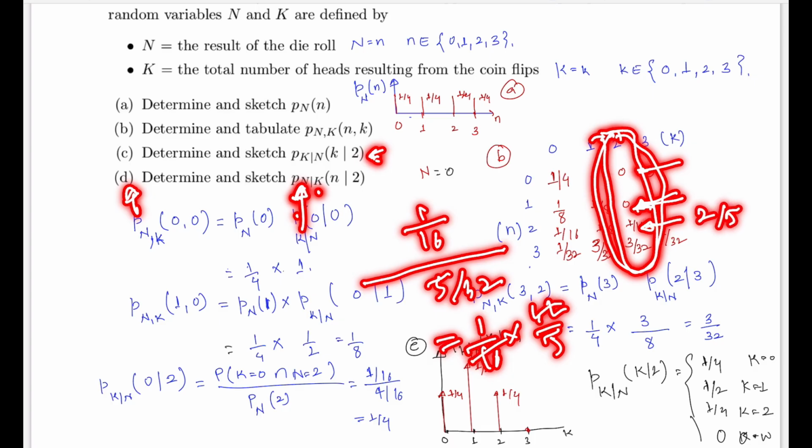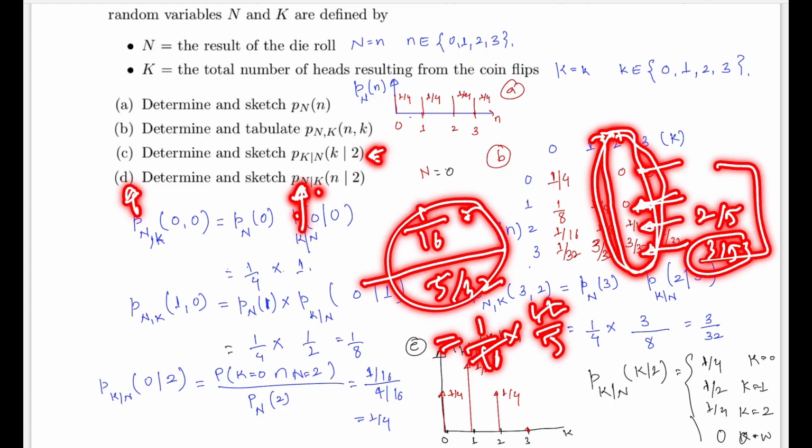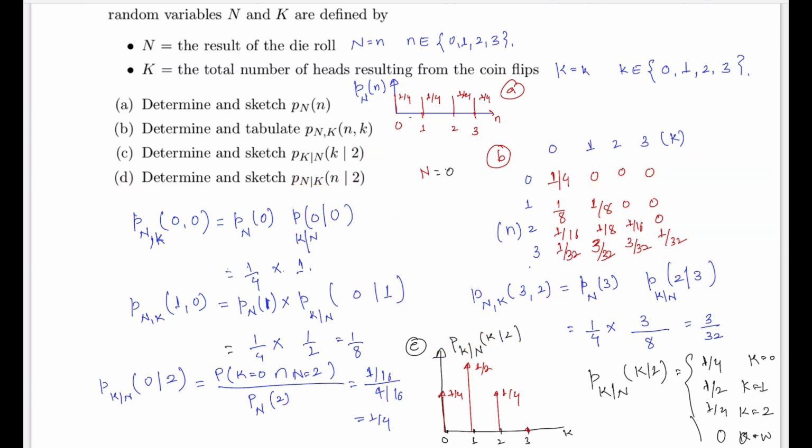So this probability will be 2 divided by 5, and the total probability has to be 1. The total conditional probability has to be 1. So it will be 1 minus 2 divided by 5, that is 3 divided by 5, or otherwise you can use the conditional definition. So this we have already found. So this is the PMF of this conditional, where random variable n takes the value given k takes the value 2.